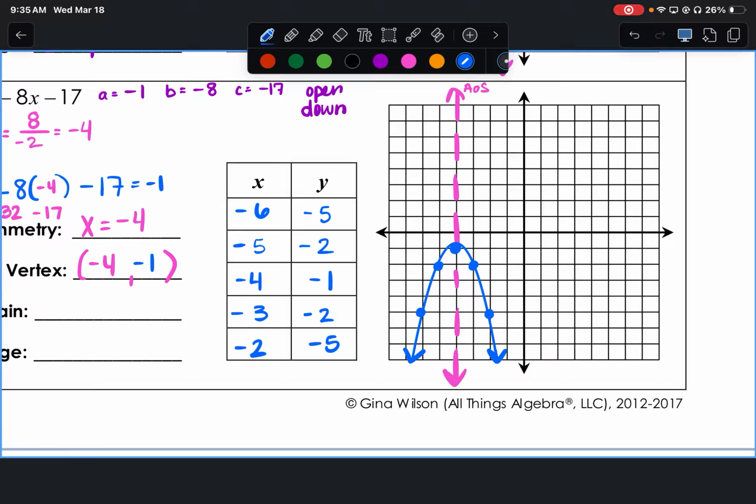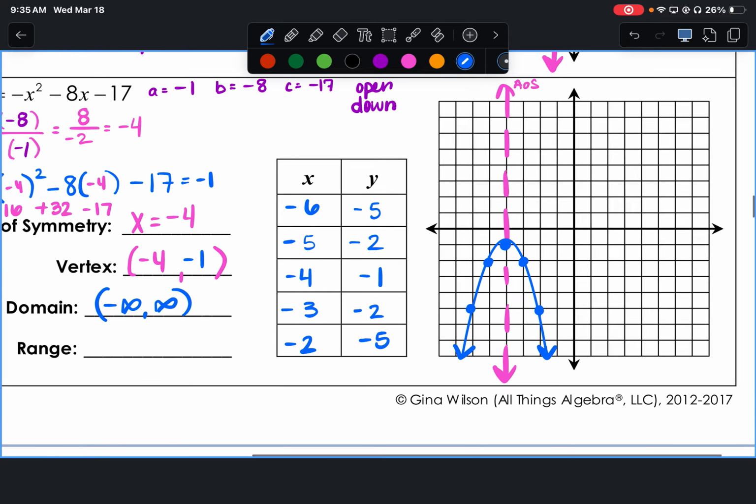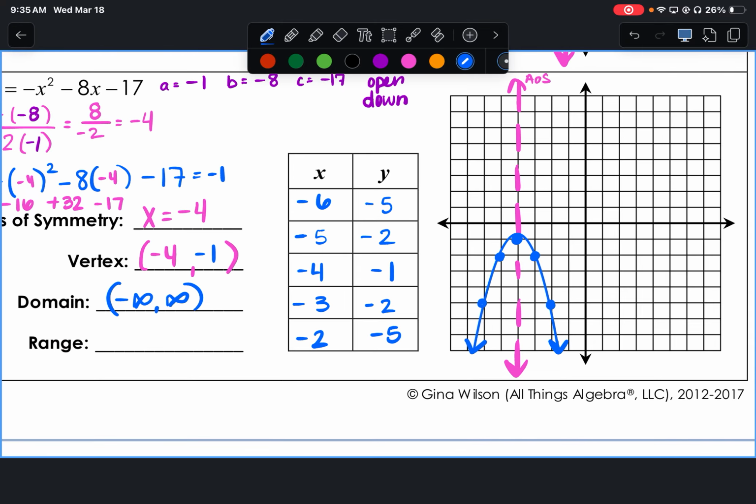And does this graph ever stop going to the left? No, so it is negative infinity. Does it ever stop going to the right? So its domain is negative infinity to positive infinity. Does this graph ever stop going down? No. So that means it's going to go to negative infinity. Does this graph ever stop going up? Yes. What's the highest this graph gets to? Negative 1. So it'll be from negative infinity to negative 1.